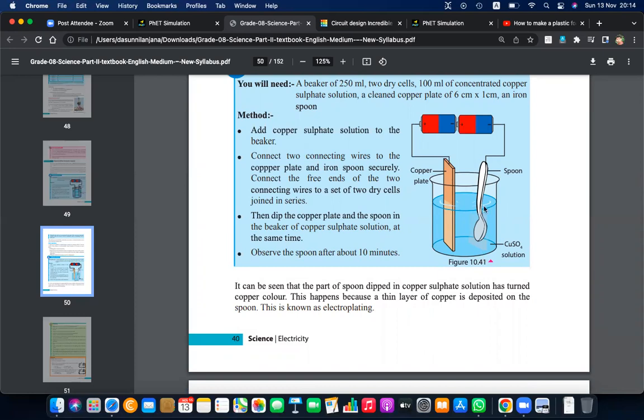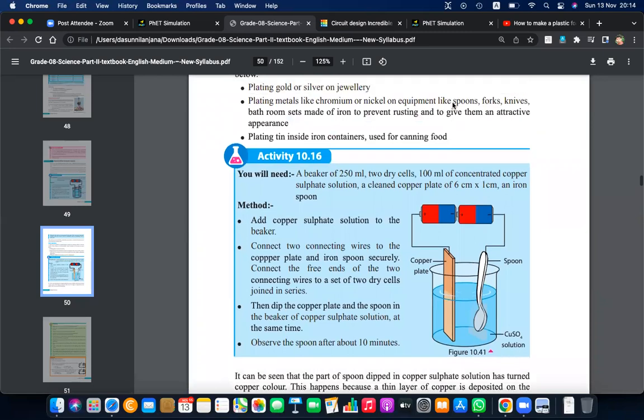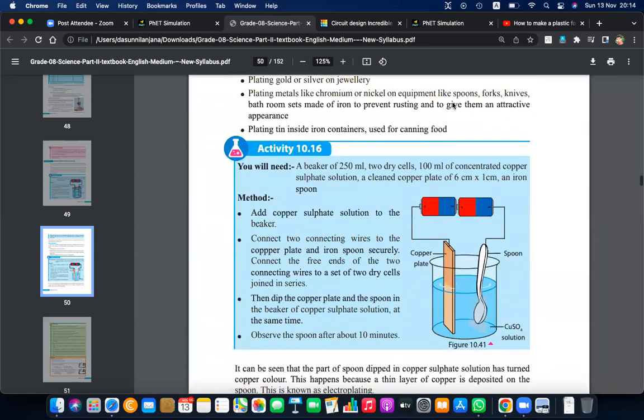Then you can see the copper will be sedimented, or the copper will be on the surface of the spoon after some time. Maybe 10 minutes. You have to keep this setup for a few minutes.